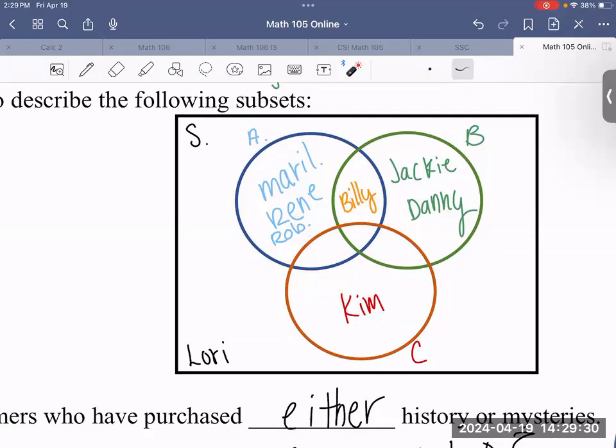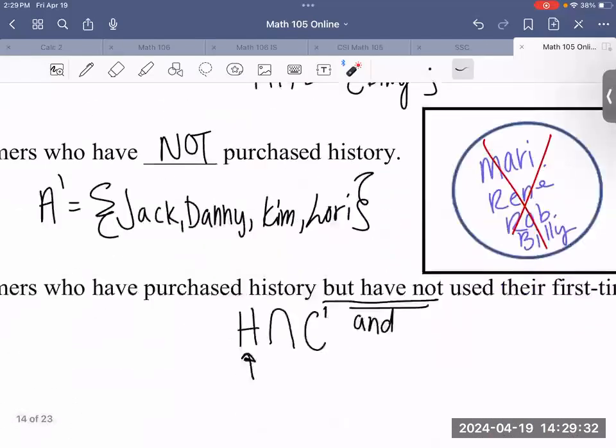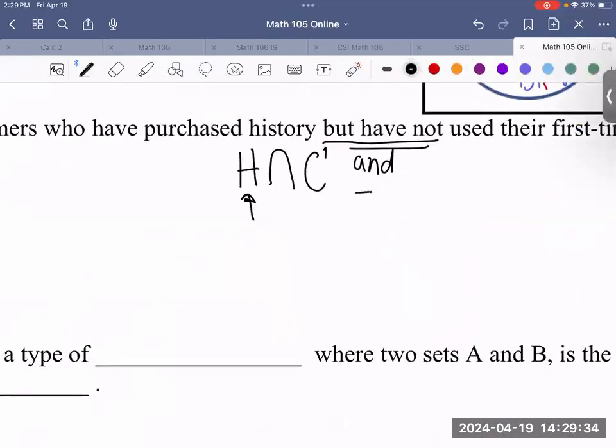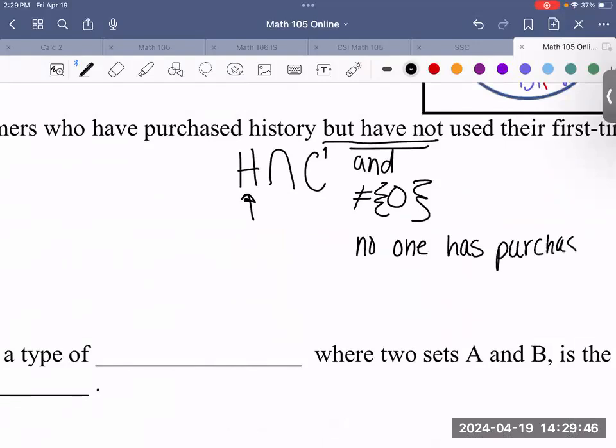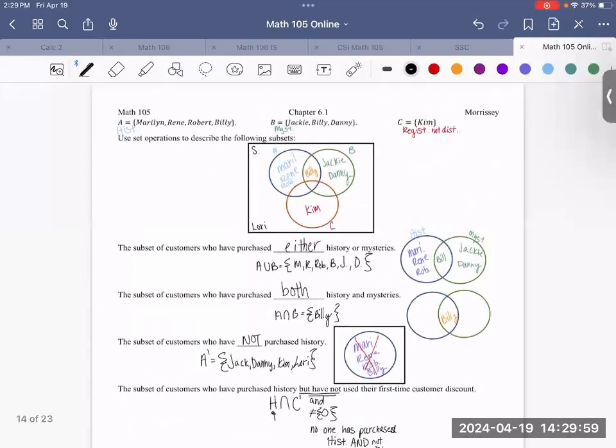We're looking for an overlap between the values. Now, since there is no overlap, it is empty. It's an empty set. No one has purchased history and not used their discount, right? So there's an empty set.